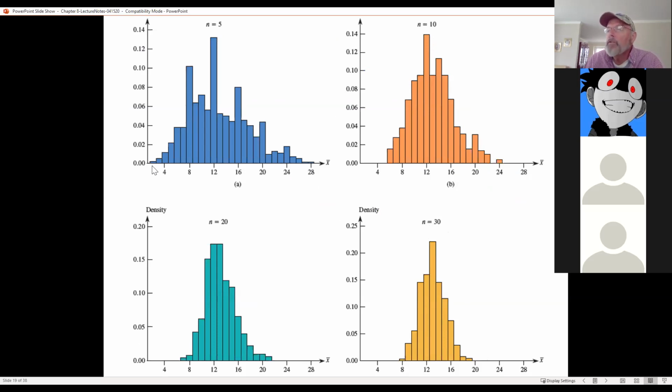We see the same idea that a sample size of 5 has a lot of variability, and at 10 and 20 the variability starts to shrink. By 30, the distribution is very close to the center, and it looks bell-shaped and symmetrical. Questions about this?